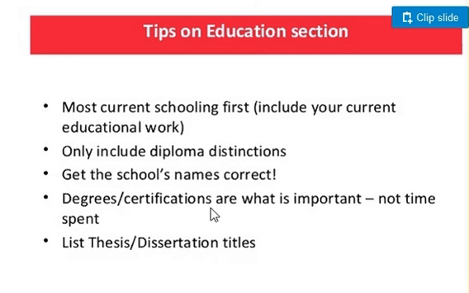because the names matter the most. And the last thing is, degrees and certifications are important, not time spent. It means it does not matter whether you spend 1 hour, 1 year, or 5 years at a particular place. The things that matter the most are degrees and certifications. What kind of degree have you held? What kind of certifications did you get? These things matter more than your time spent at a particular place.